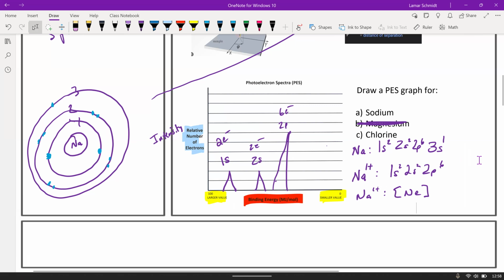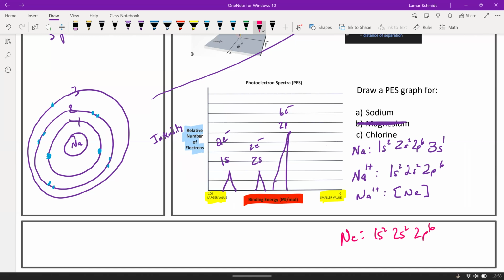Now let's just draw in neon. Neon being what? 1s2, 2s2, 2p6. I want to do this because I think this will make it a little more clear. So if we show the difference between the sodium ion and neon, both have the same electron configuration. This is why I want to do it this way.